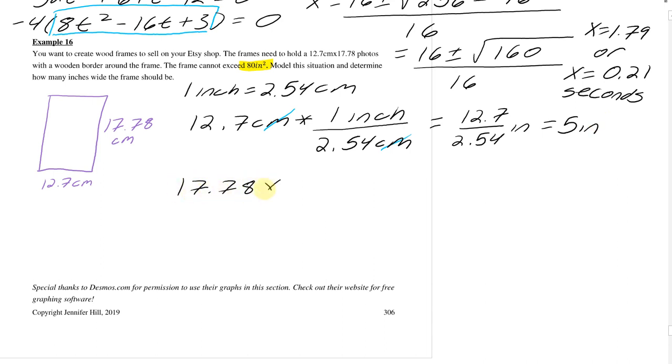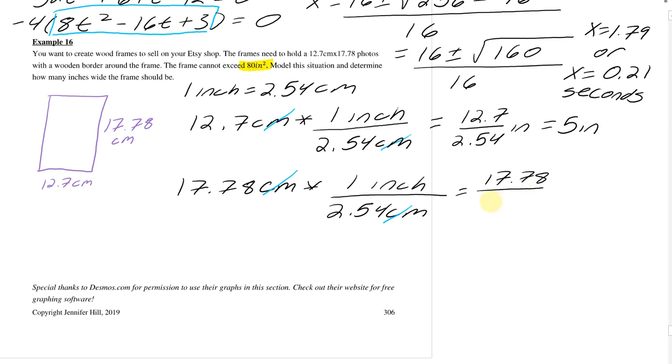I've got 17.78. Same thing, so this is still in centimeters. So I should write centimeters here, and then here's the 2.54 centimeters, and here's the 1 inch. Now I'm going to cross those out again. I just need to take 17.78 divided by 2.54, and that will get me to inches, and that comes out to exactly 7.